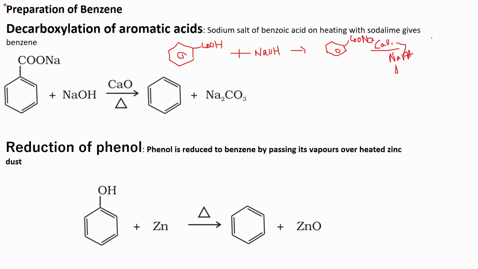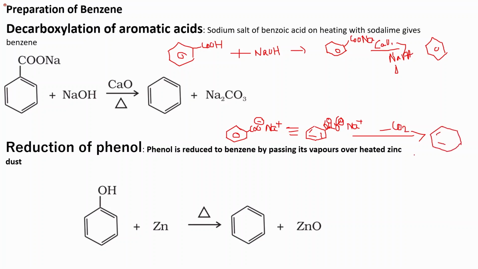Then what are you getting? You are getting a benzene ring. How is it happening? There is a decarboxylation of this compound. COONa means you have COO minus and Na plus. So decarboxylation happens, and then you will get the benzene ring.